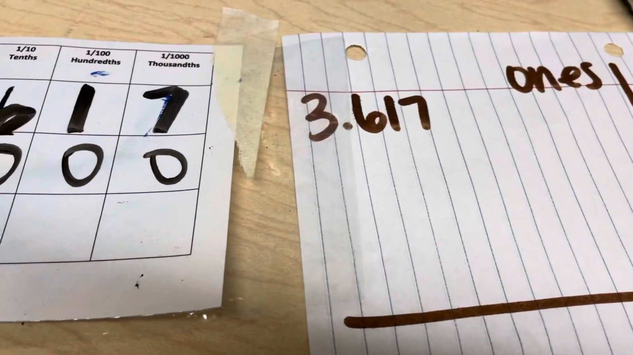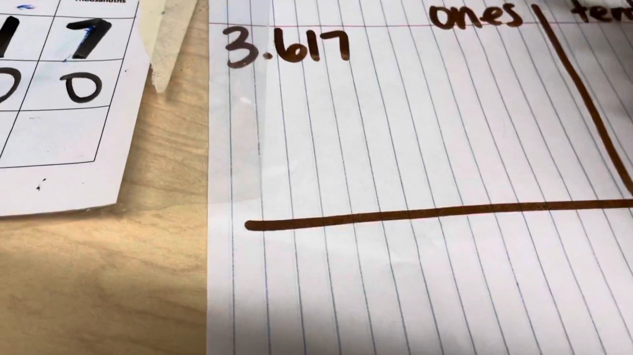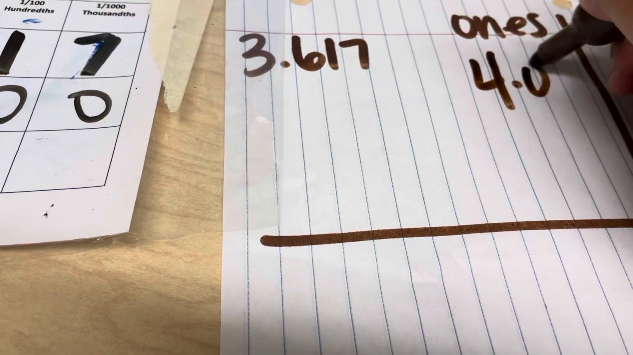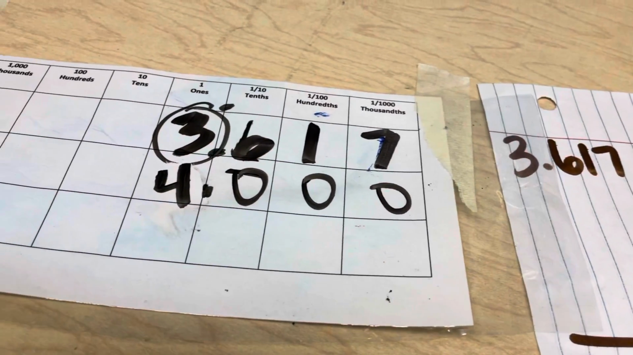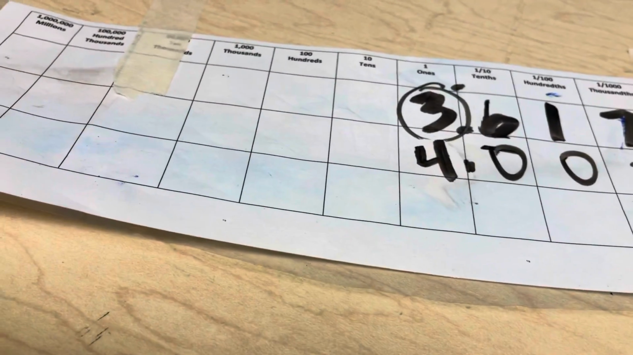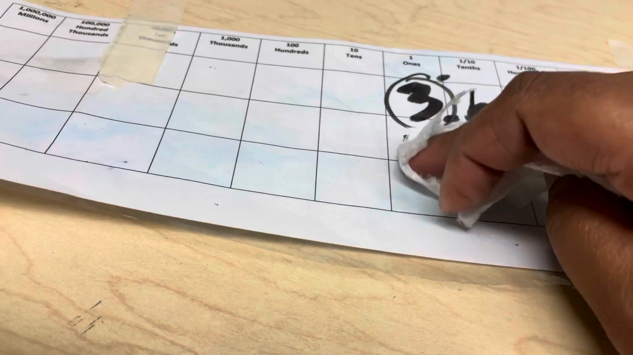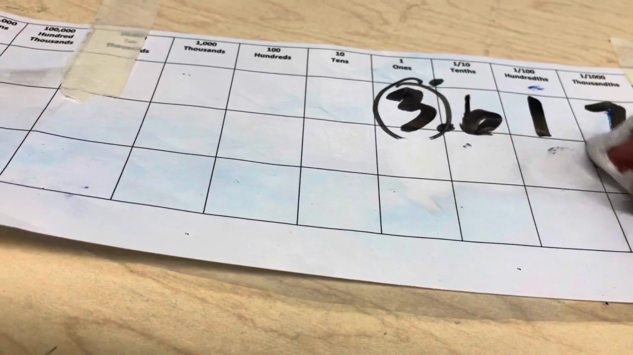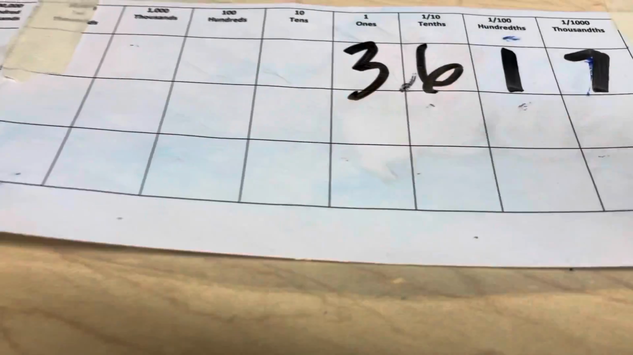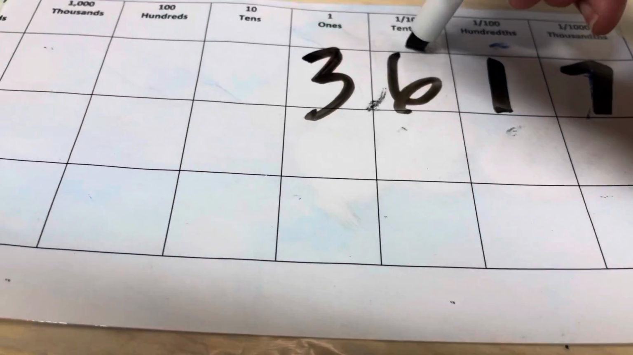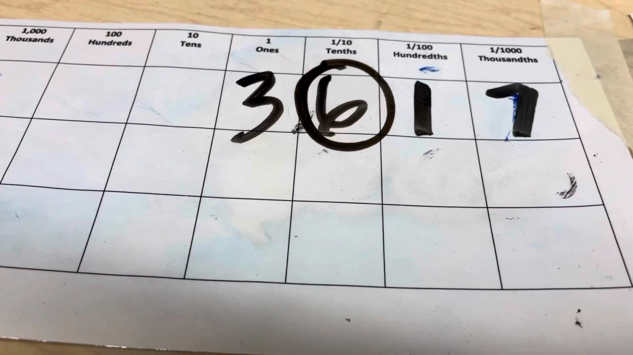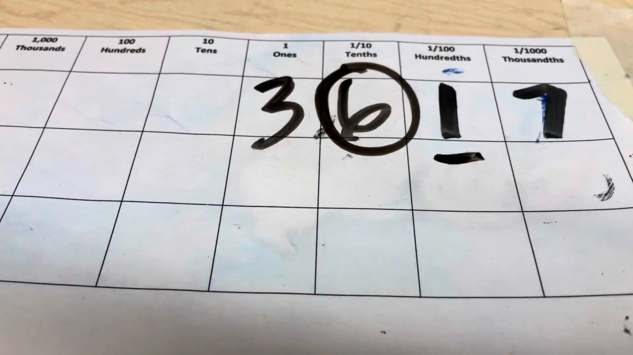So on my sheet, I'm going to write 4.00. Okay, for the next problem, I'm going to use the same number, but I'm going to round to a different place value. This time I'm going to round to the tenths place. The 6 is the digit that's in the tenths place, and the 1 is in the hundredths place.